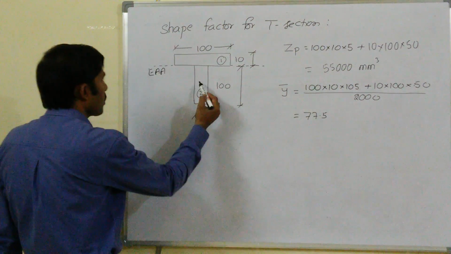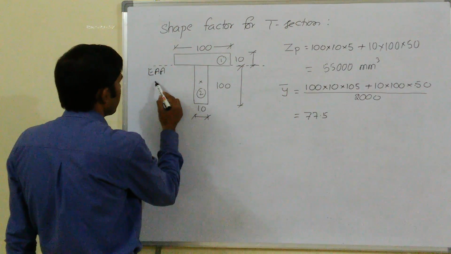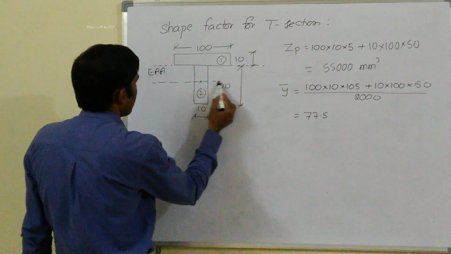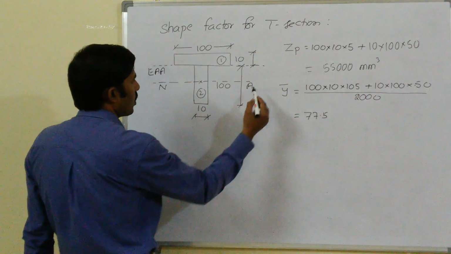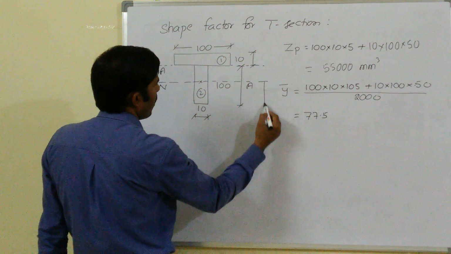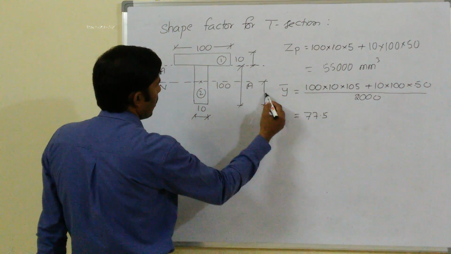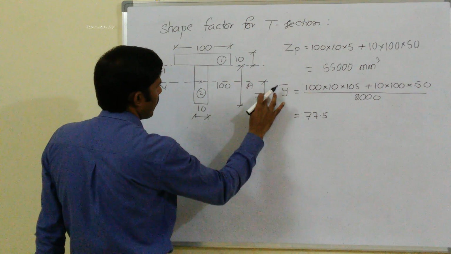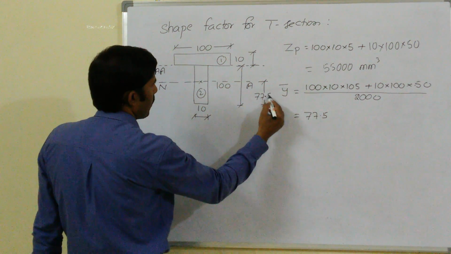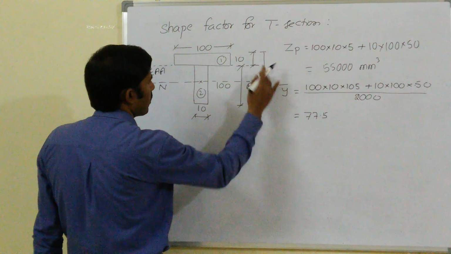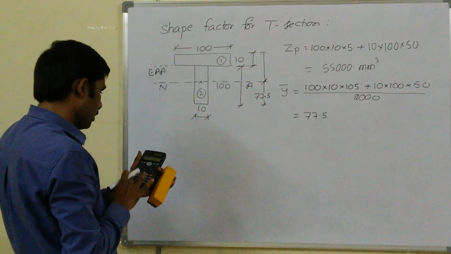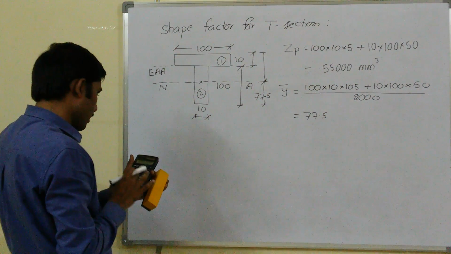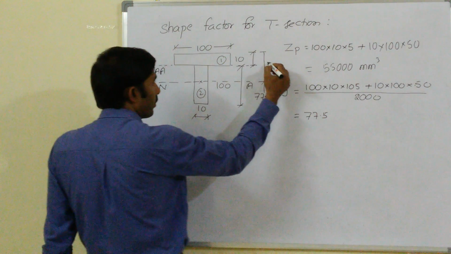from bottom. So this is somewhere here. This is the neutral axis. So this neutral axis from bottom is 77.5, and from top it is, total 110, 110 minus 77.5 is 32.5.